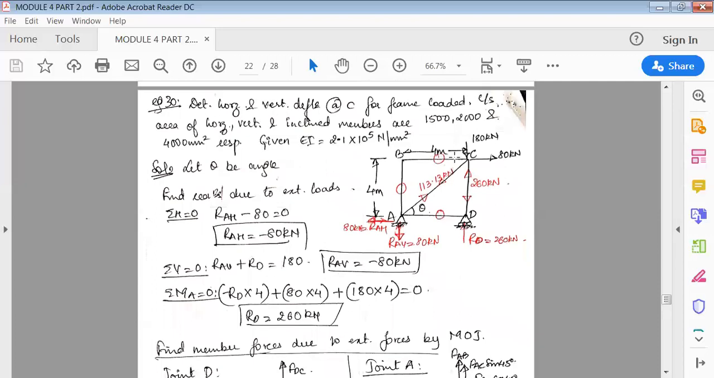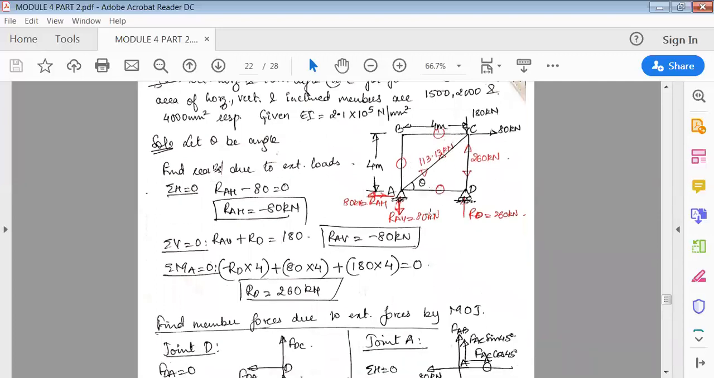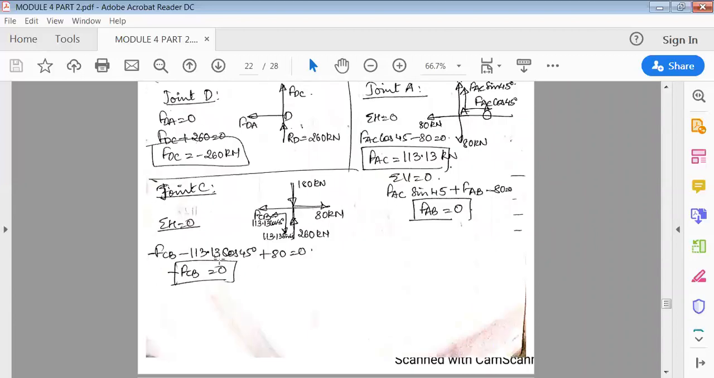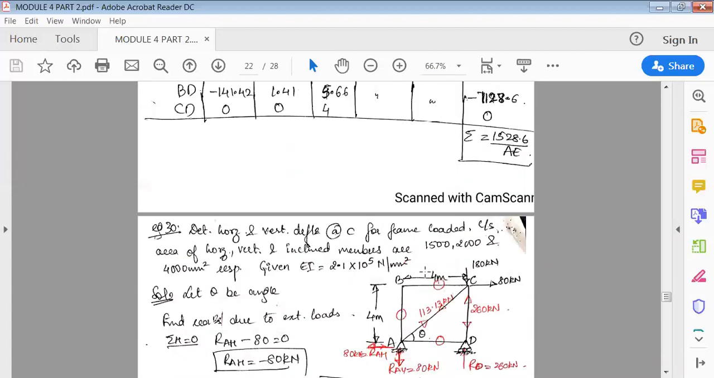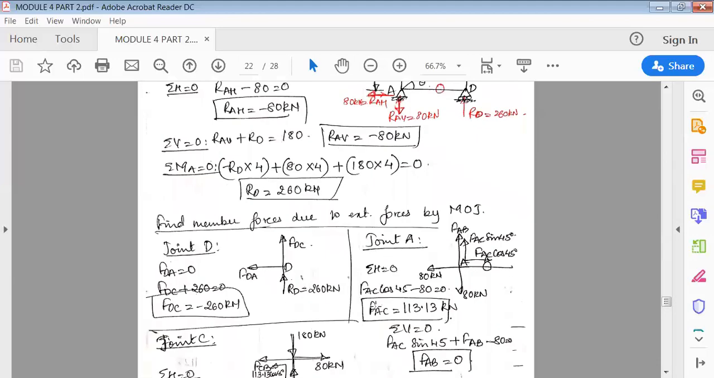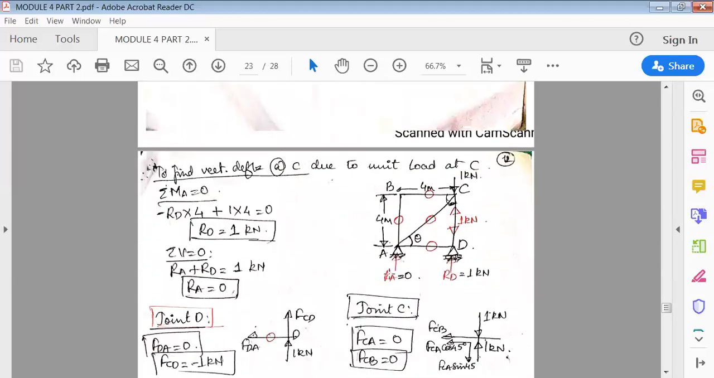So FCB, and this is an inclined force 113, making an angle 45. So only FCB is unknown. So solve this using summation H is equal to 0, summation V is equal to 0. So FCB is 0. So once you get all the forces in this, the next thing is to use this, put the same and find out using it by unit load method.